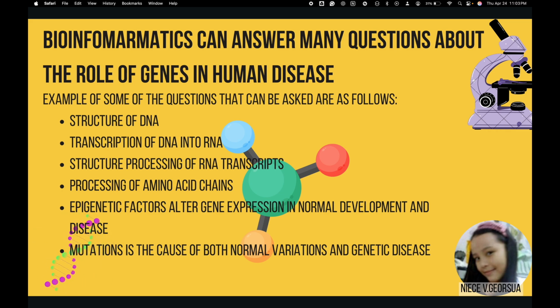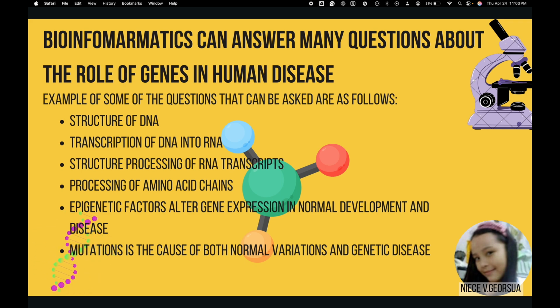Fourth is the processing of amino acid chains. After a protein is synthesized, it must be directed to its correct location in the cell, which is often determined by a signal peptide and its amino acid sequence. Fifth is epigenetic factors and altered gene expression in normal development and disease. These epigenetic changes, which can affect whether a gene is turned on or off without altering the DNA sequence, play key roles in normal cellular function and disease processes like cancer.